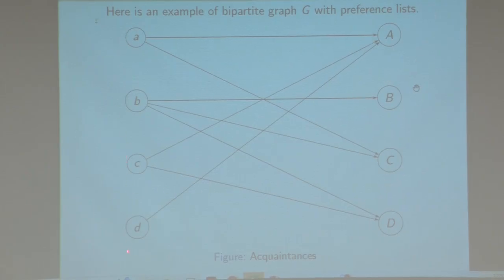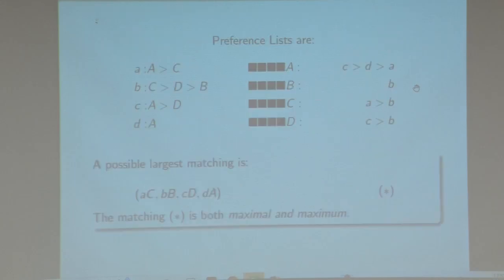So you can treat this small a, b, c, d as the set of boys, capital A, B, C, D as the set of girls, and every boy has a preference list. This is what is given here. Small a prefers capital A to capital C, and b has a preference in that order, c has a preference, d only likes capital A. A possible largest matching here is this. This is a maximal matching, it is also a maximum matching.